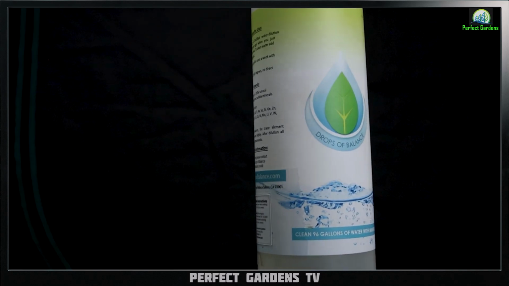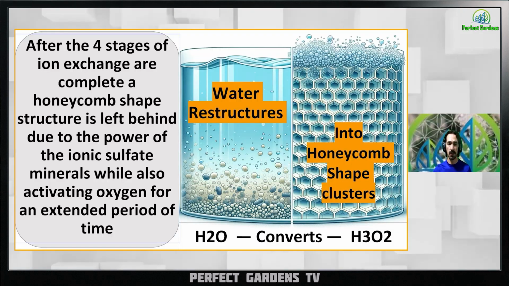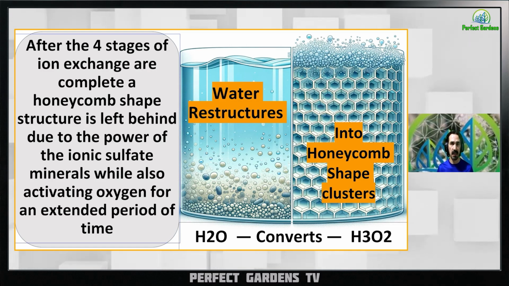So literally, Drops of Balance restructures the water. This is what water normally looks like. There are lots of machines out there that restructure water, but they only restructure water for a few hours, so it ends up being a farce. With Drops of Balance, it creates this honeycomb shape that, as long as the minerals are in the water, is going to exist in your water.